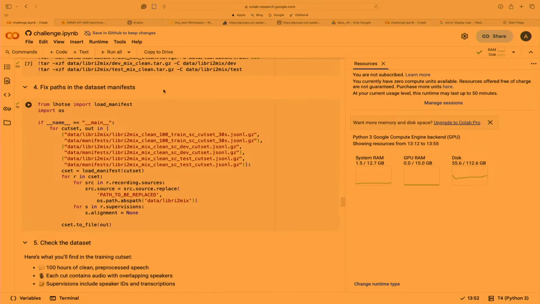Yeah, and there is some terminology: you have a cut set, which would be just some set of cuts, and one cut is like your training sample. So here you have this manifest which says this is the cut set, and here are the cuts that I will be using. And what we are doing in this cell is basically replacing the path in the manifest with the local path where we downloaded the data.